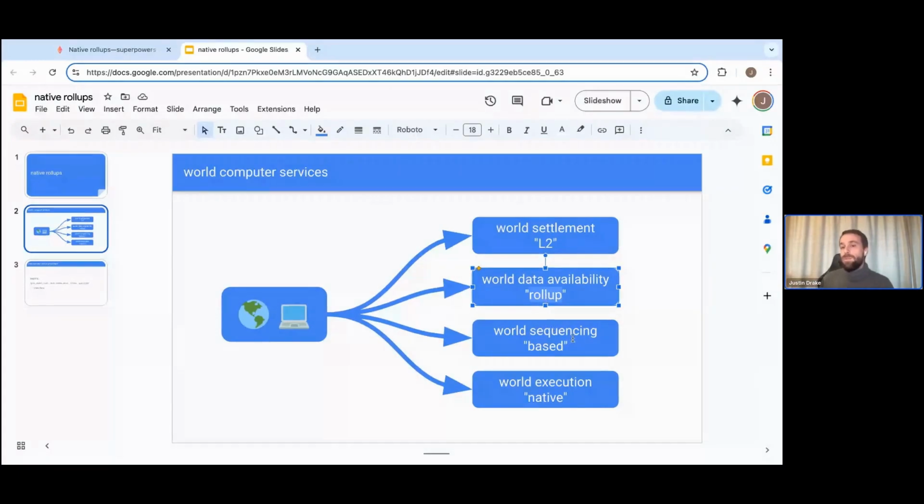And then there's these 2 more recent concepts. The first one is around sequencing. So if you use L1 sequencing, basically use the L1 validators today, the proposers, to do the ordering of transactions for your L2, you're based. And finally, the topic of today's discussion is basically about using the execution layer of the world computer, the EVM, and becoming potentially a native L2 or native rollup.